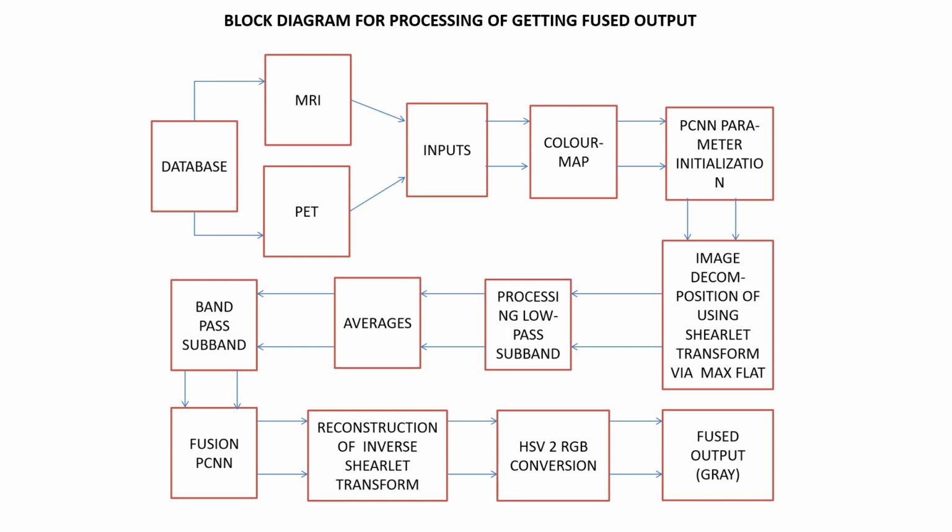This output is given to the HSV to RGB conversion. Here the HSV image is converted into an RGB image. This output is given to the fused output block. Here we produce the output from this block for the overall block diagram. This is about the block diagram for getting the fused output.